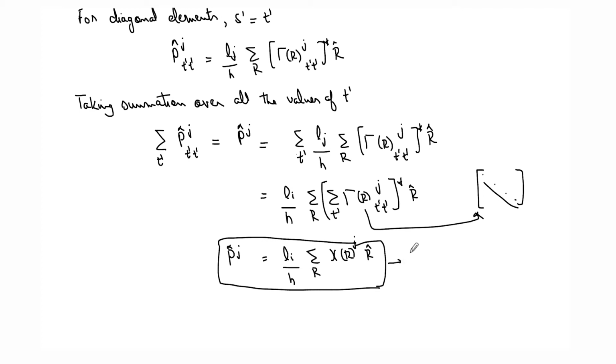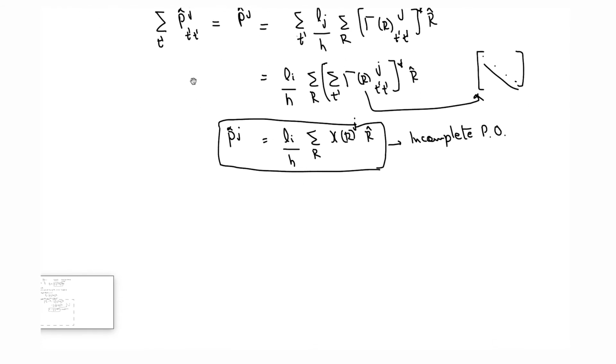Okay, so this is the incomplete projection operator. So now that is easy, because now we don't have to worry about all the matrix elements that we were multiplying, as we saw in the last example. Let us take the same example and see if we get the same result using the incomplete projection operator or not.